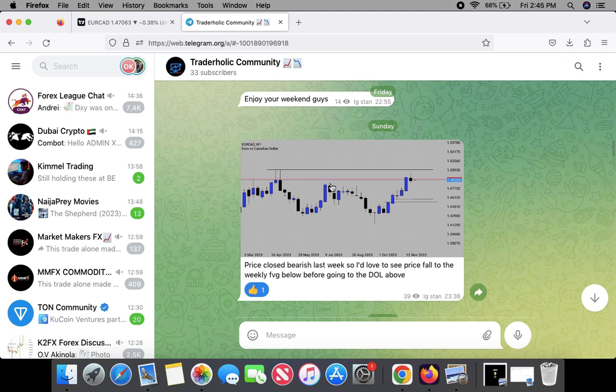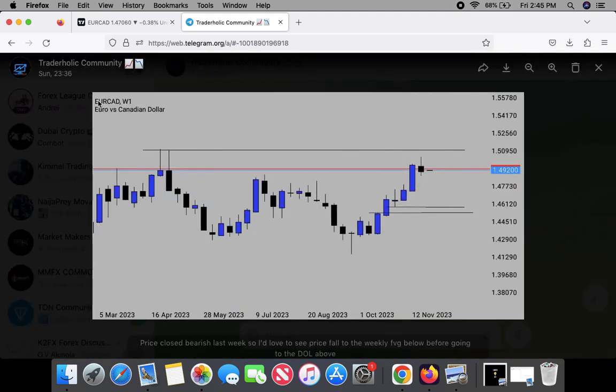So this is another analysis for the euro card. As you can see the arrow here, euro card 1 week chart. So this line was supposed to be a drawn liquidity, but it has to retrace to this point before we can be sure that it wants to go up to this high and take out this high.